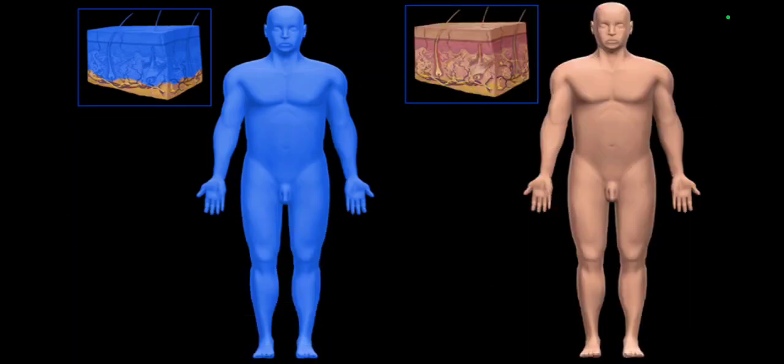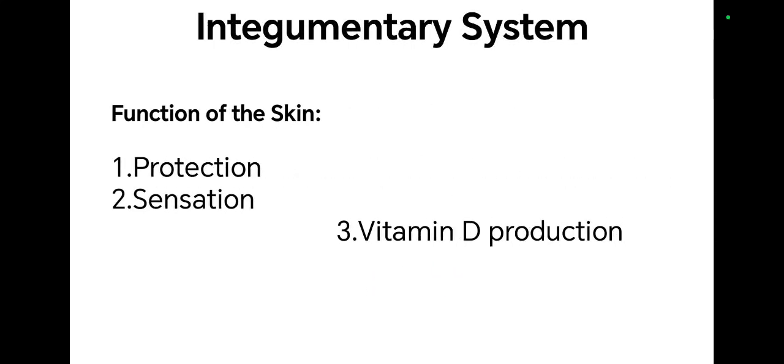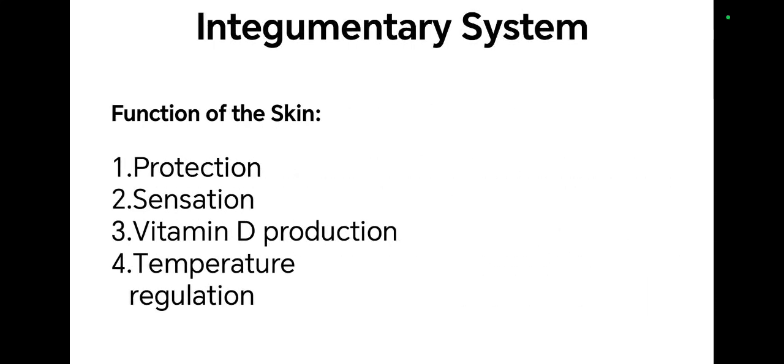Okay, now, for the anatomy of the skin, let's have a quick review. It is composed of 3 primary layers: the epidermis, the dermis, and the hypodermis. Now the functions of the skin are for protection, for sensation, for vitamin D production, for temperature regulation, and last but not the least, for excretion. This is for the excretion of sweat and oil in the body.